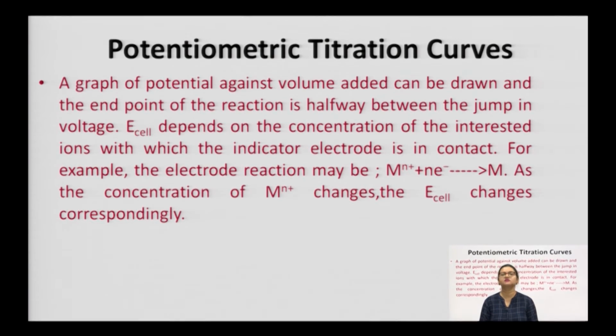From which we can easily determine E cell. What is E cell? The electrode potential of the potentiometric cell. And E cell depends upon the concentration of the analytical ions or analytical solution which is under study. E cell depends upon the concentration of the ions of interest with which the indicator electrode is in contact.